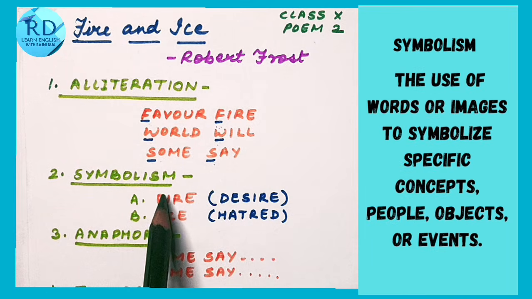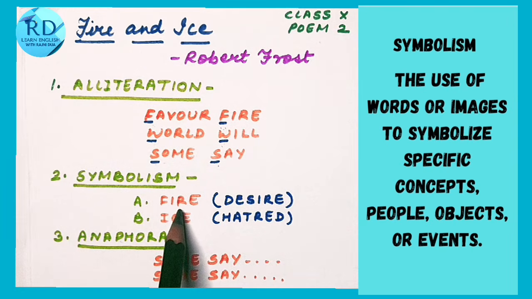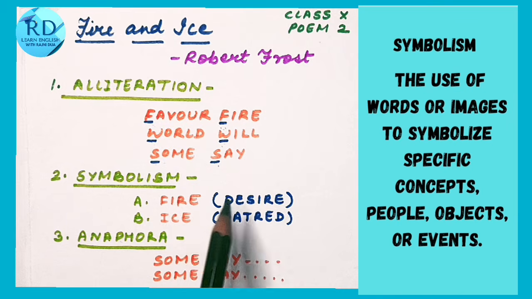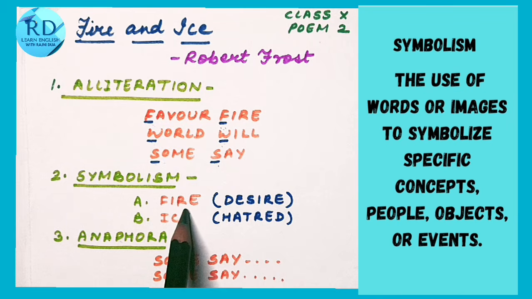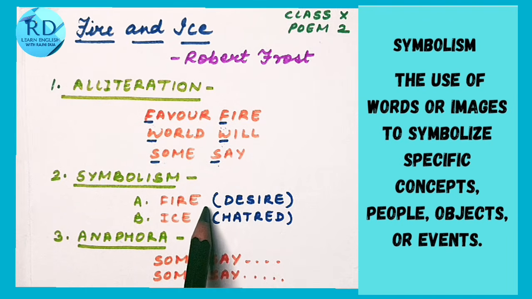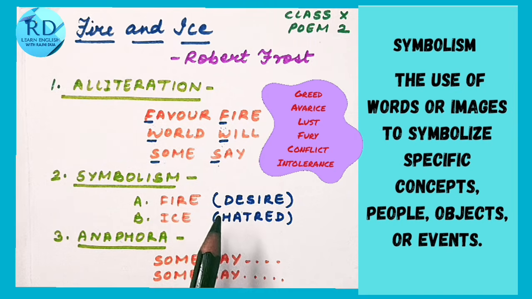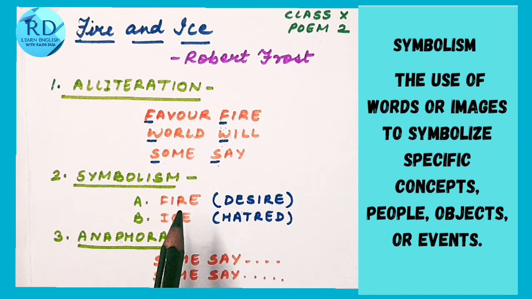Second is symbolism. That means these words not only refer to their actual meaning, but they also represent something else. They also symbolize something else. For example, in this poem, fire represents desire. So it is a symbol of desire. It not only represents desire, but it is also a symbol of greed, avarice, lust, fury, conflict, or intolerance.